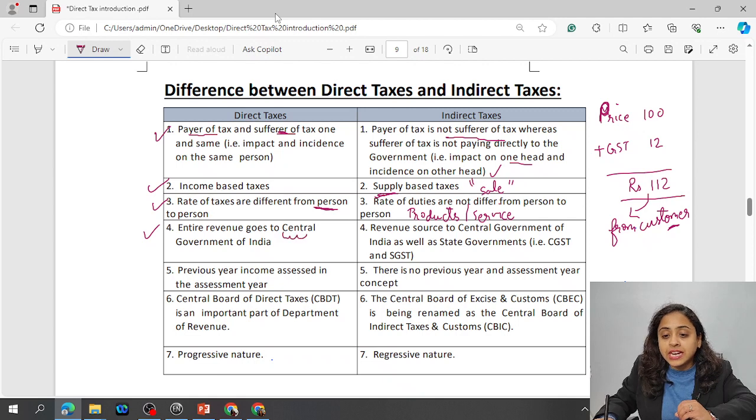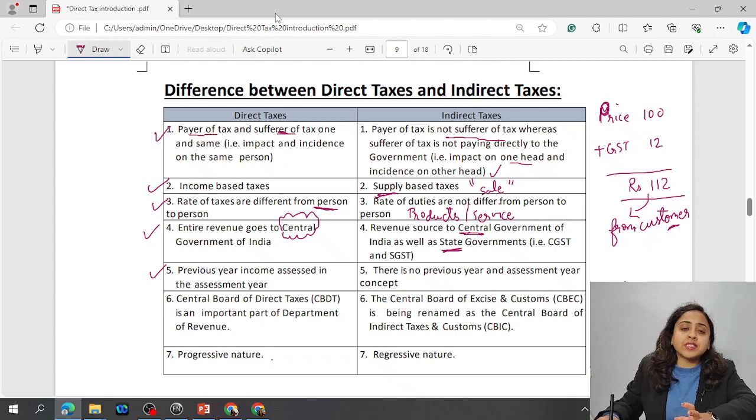Very important, it is submitted to the central government. Wherein, if we talk about indirect taxes, it is bifurcated and distributed, I would say divided, between the central government and the state government. Okay, next, here there is a concept of previous year and assessment year, whereas if you talk about indirect taxes, there is no such concept of previous year and assessment year.